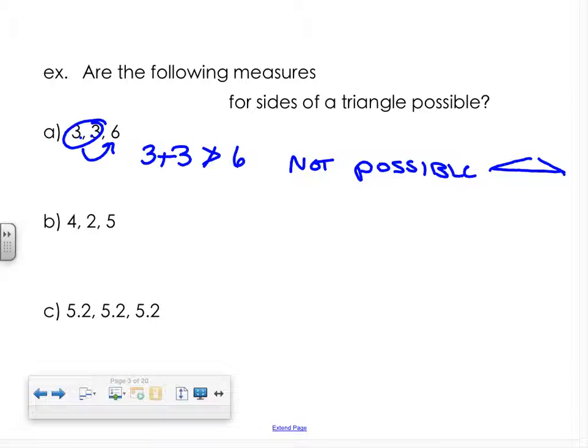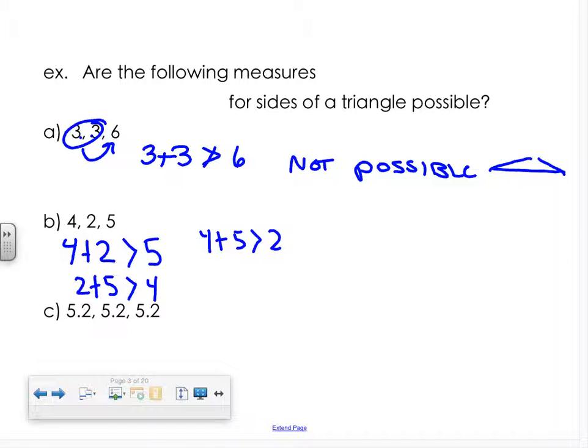We have a guest for B. Hello. So 4, 2, and 5. So we got to try all 3 again. So if you try the first 2, 4 plus 2 is greater than 5 because it's 6. And then 2 and 5 is greater than 4 because it's 7. And then 4 and 5 is greater than 2 because it's 9. So in that case, it works because each pair of sides is bigger than the third side, and you get a triangle. Well put. Thank you, celebrity guest.